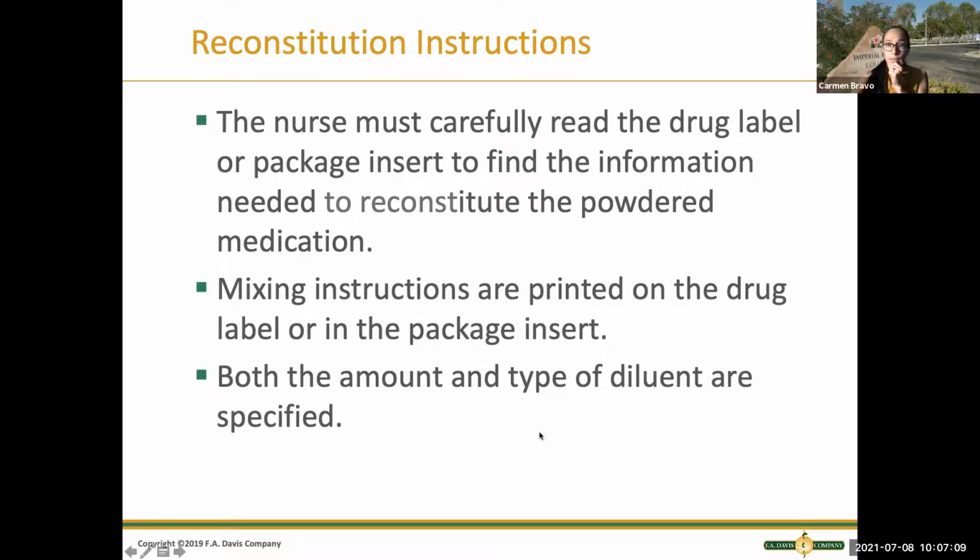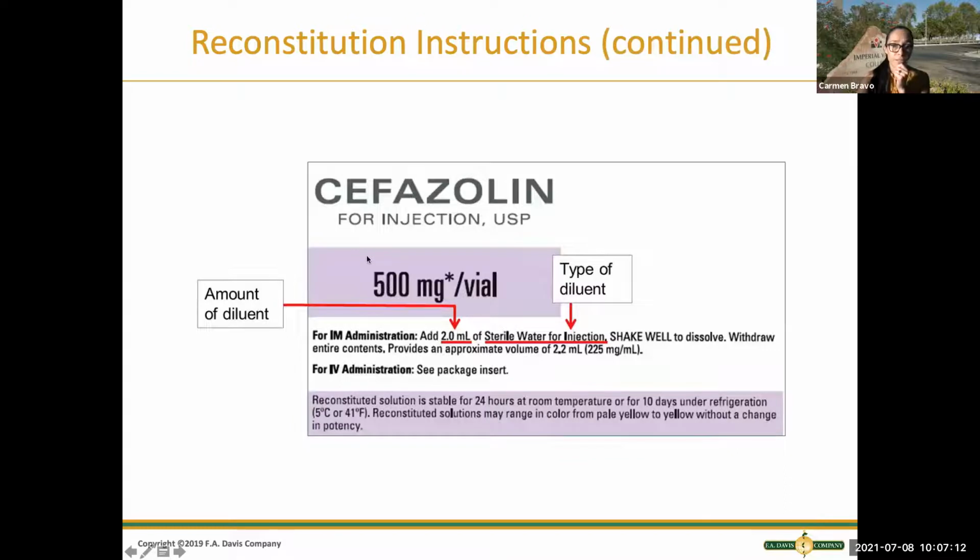And then let's see a sample here. We have a cefazolin. This is a very common antibiotic that we use. It says here, for IM administration, you add 2 mLs of sterile water for injection. And then it says to shake well. So the diluent amount is 2 mLs, and the type is sterile water. Shake well to dissolve. Withdraw the entire contents, and it says that once it's been diluted, it's going to give you 2.2 mLs.